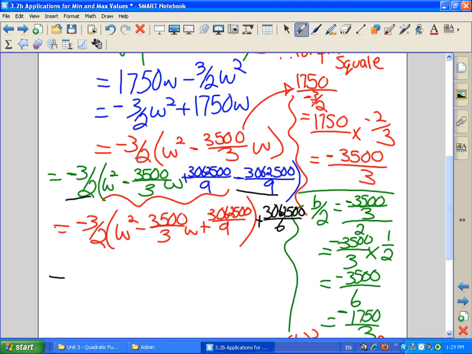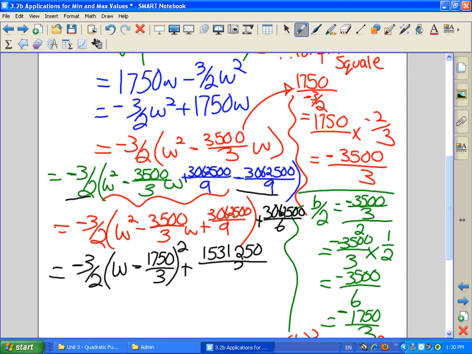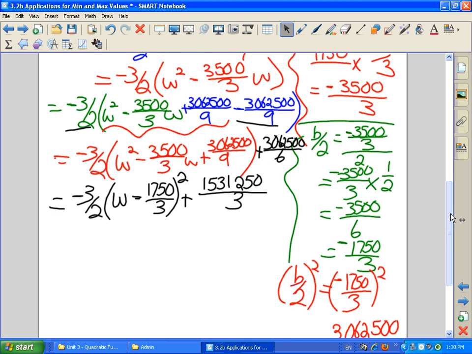All right, let's finish this off. So let's complete this square. So we've got W minus 1750 divided by 3, all squared, plus, you can reduce this to lowest terms, 1,531,250 all divided by 3. And you're going to say, yes, Mrs. R, we got our vertex now, but that doesn't put it in context for our maximum area.